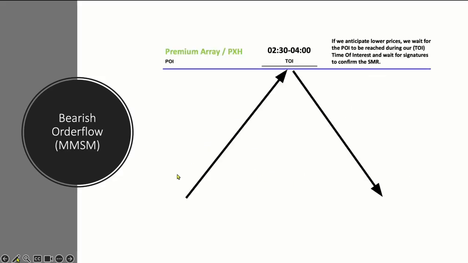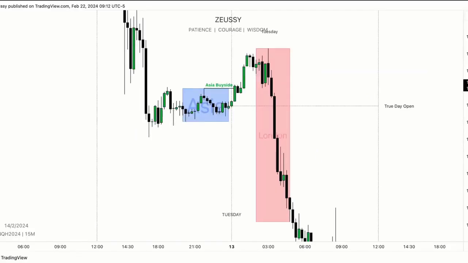For the bearish order flow, for the bearish market environment, we are looking for the following. We are looking for repricing higher, buy side delivery into a point of interest, which should be reached during 2:30 to 4 a.m. And from there on, we are anticipating a smart money reversal to form. And if it does, we are anticipating sell side to be the draw. So let us now take a look at the first chart example of the London session.